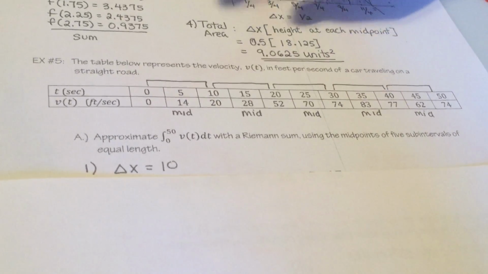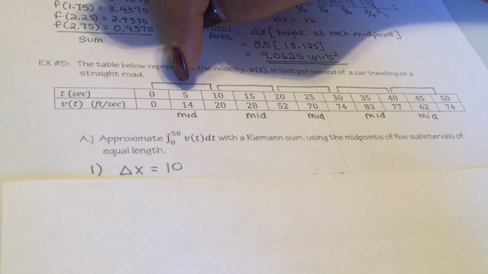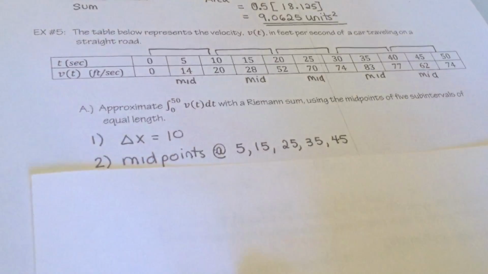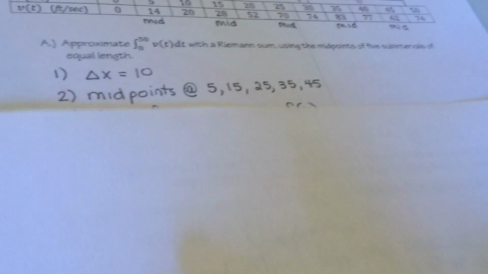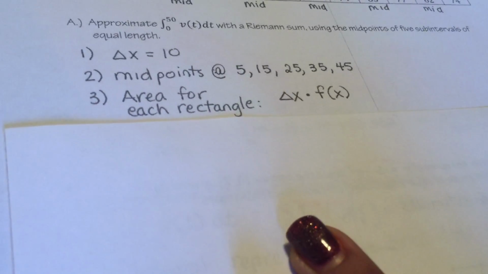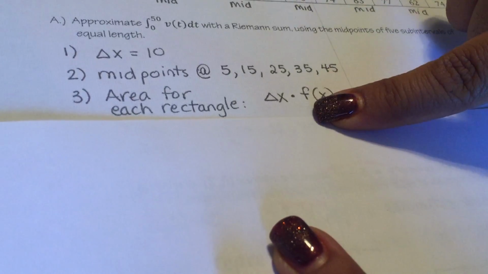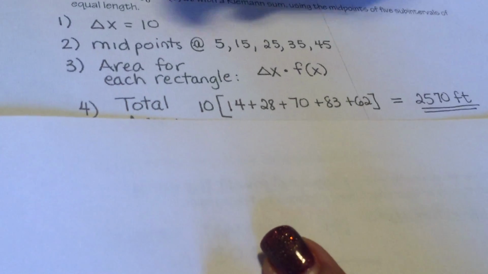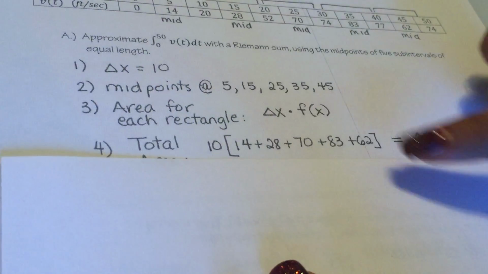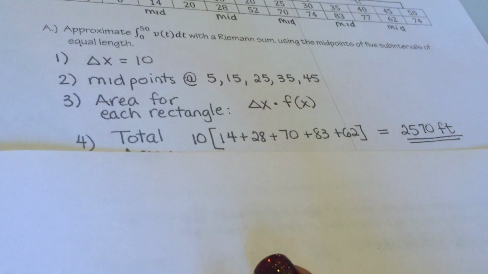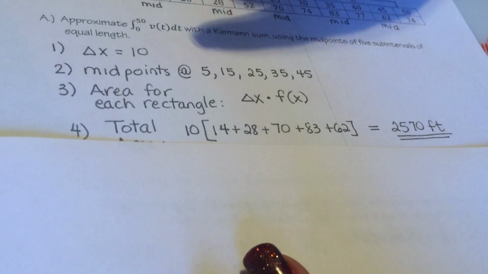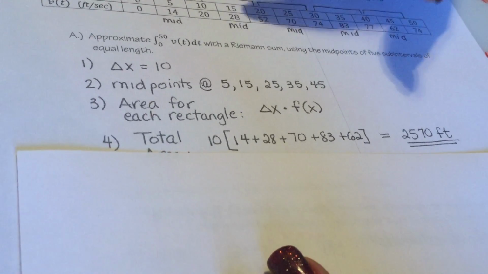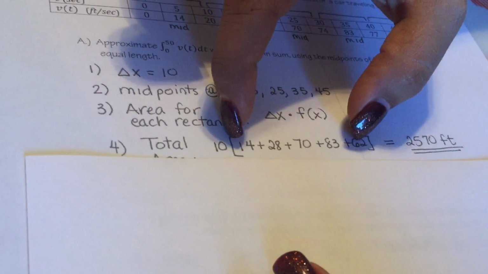Well, they want midpoint, so between 0 and 10, it worked out nicely. They gave us the midpoint value on every single one of them. So our midpoints occur at 5, 15, 25, 35, and 45. And then to find the area for each of these rectangles, we take our interval times the function value at the midpoints. So our interval length was 10, but the heights for these rectangles are, what's the y value at 5, at 15, 25, so on and so forth. Well, the y value at 5 is 14, at 15 it's 28, so on and so forth, and that's what we use as our f of x.